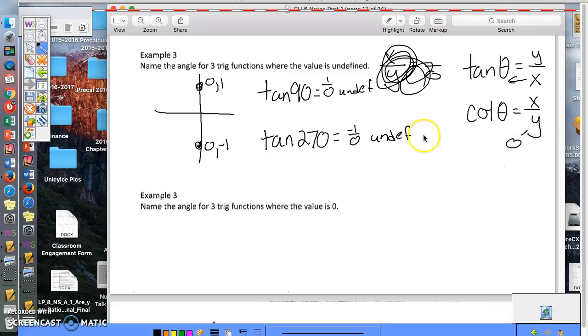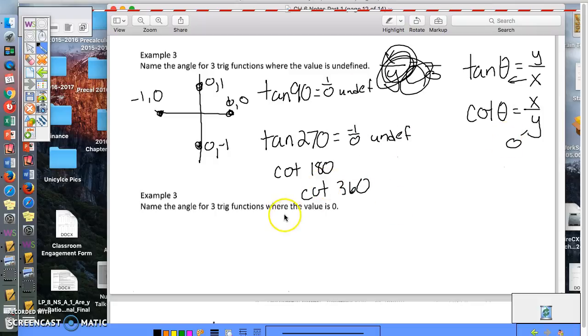Or when is the cotangent undefined, when y is 0? So that would be here or here, because (negative 1, 0), (1, 0). So we could say the cotangent of 180 or the cotangent of 360.